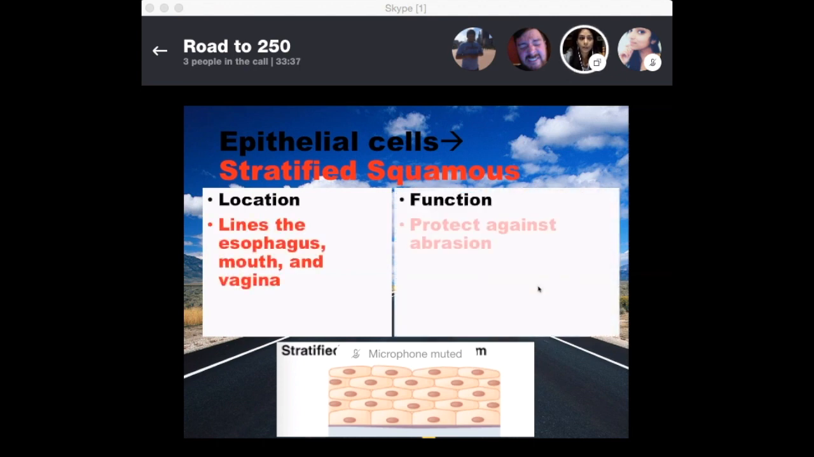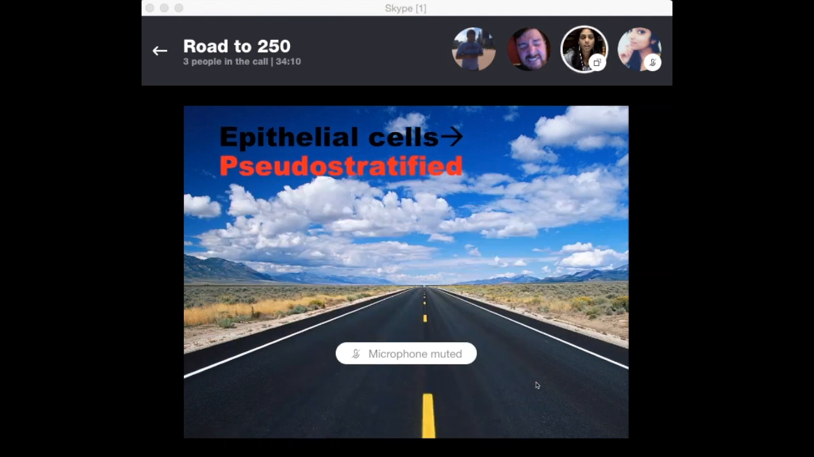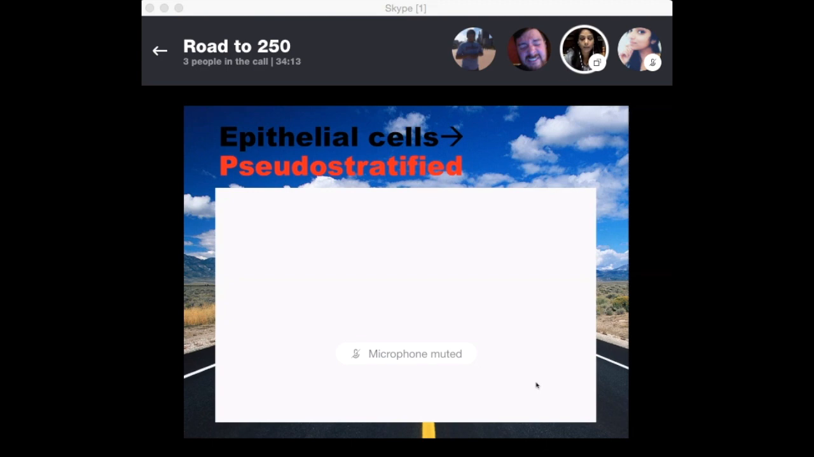And then our stratified squamous, these are going to be located in the lining of the esophagus, the mouth, and the vagina. Its function, again, is to provide protection against abrasion, which commonly comes from things like hot liquids, for example, in the esophagus and mouth. And like you see, it's multi-layered again, and it's the flat, scale-like cell. So that kind of sums up the general idea of the simple versus stratified, and the three general types of cells that you see.